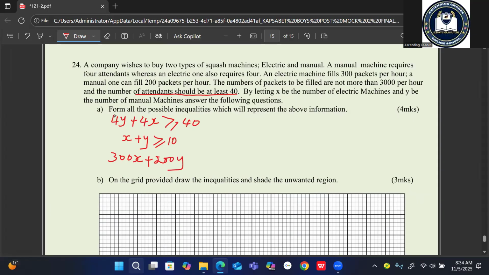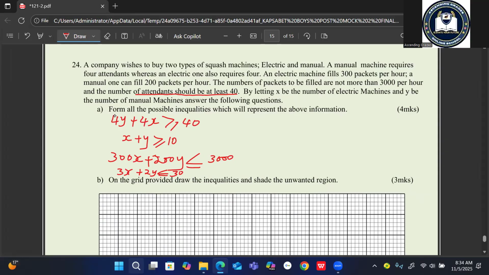The number of packets to be filled is not more than 3,000. So this packet count should not be more than 3,000. So this one has to be less. So it will be like this: 300X plus 200Y is less than or equal to 3,000. When we simplify, dividing by 100, it will be 3X plus 2Y is less than or equal to 30.